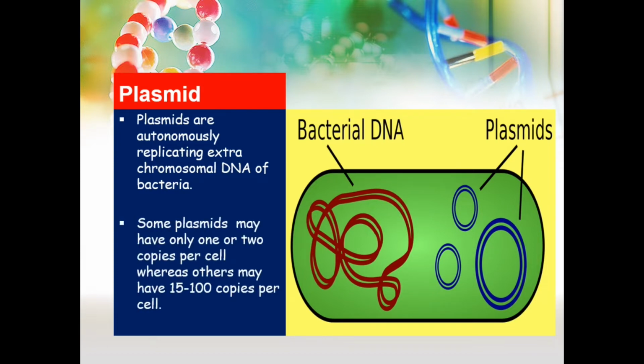Some plasmids may have 1, 2 or 3 copies per cell. But there are others which have high copy number and they maintain up to 100 copies per cell. For recombinant DNA technology, we make use of plasmids which have high copy number, so that when we introduce our gene of interest in it, that gene of interest will multiply to the number equal to the plasmid inside the bacterial cell.